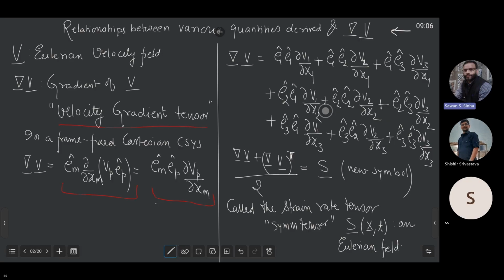If I insist on expanding and writing all the 9 components, or if I insist on writing the full expression of the velocity gradient tensor as sum of 9 terms, those would be the 9 terms. Now we define a new tensor, which is the symmetric part of the velocity gradient tensor. We give this symbol S underbar to it. This tensor is called the strain rate tensor.